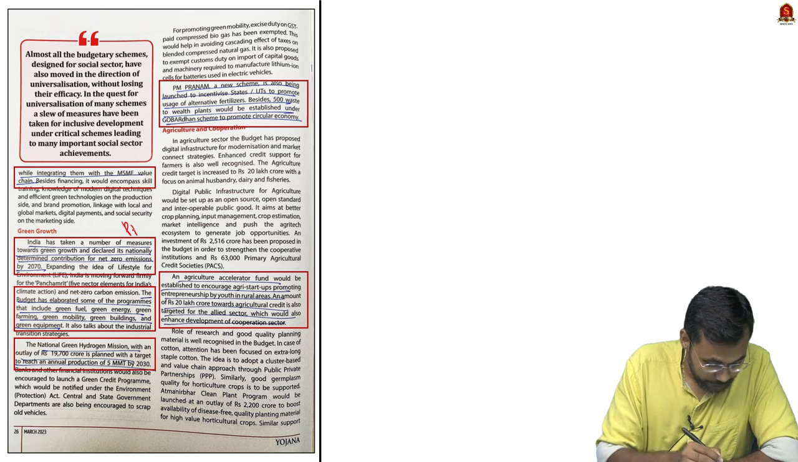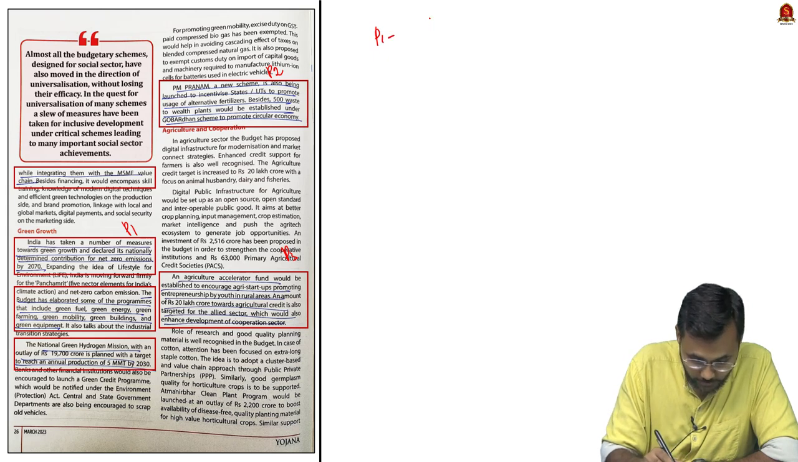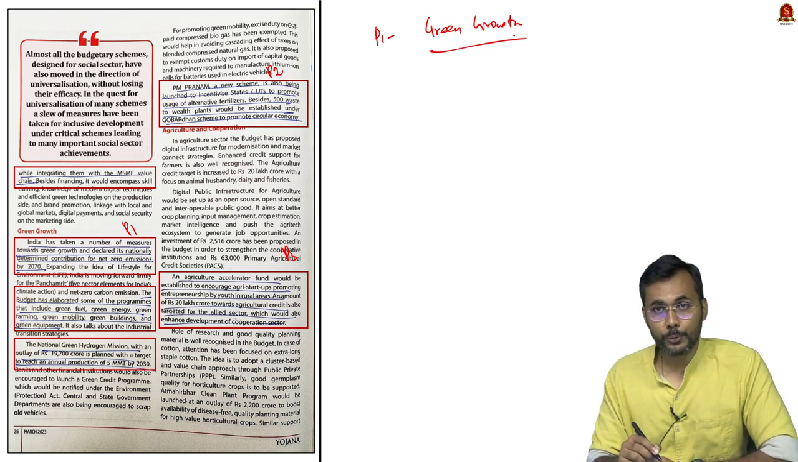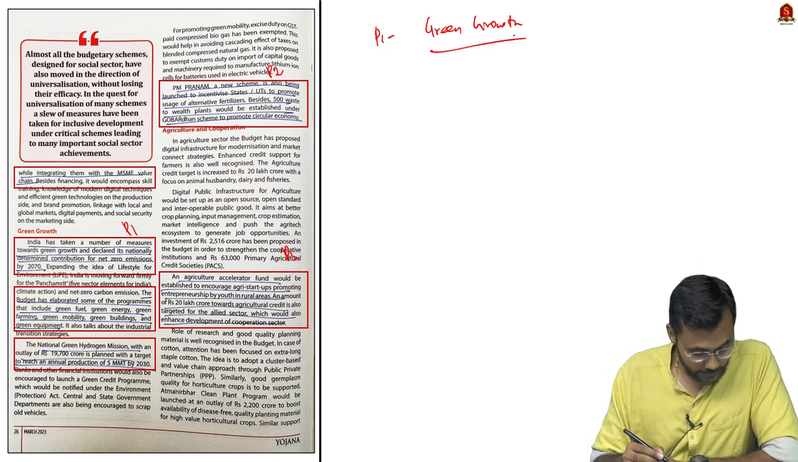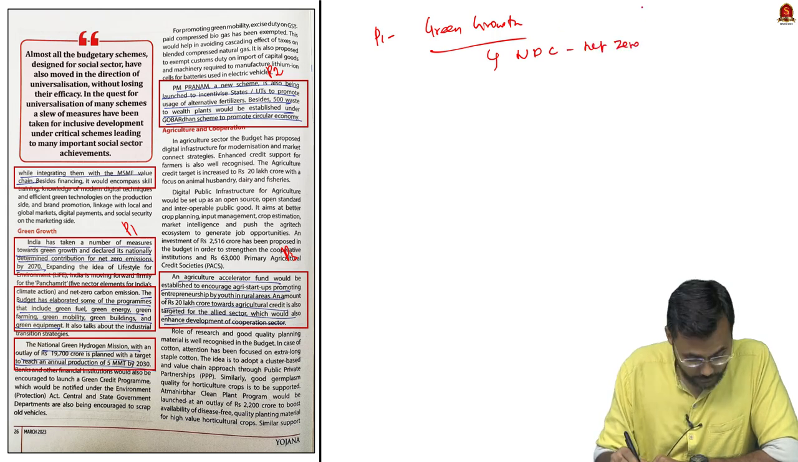So paragraph 1, paragraph 2, paragraph 3. In paragraph 1, it speaks about green growth. The name itself shows green growth means focusing on India's commitment to sustainable development. And paragraph 1 speaks about the importance of the nationally determined contribution, where India wants to be net zero emission by 2070.